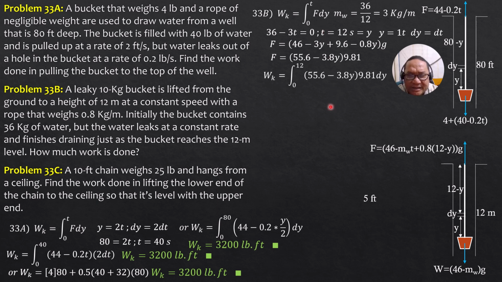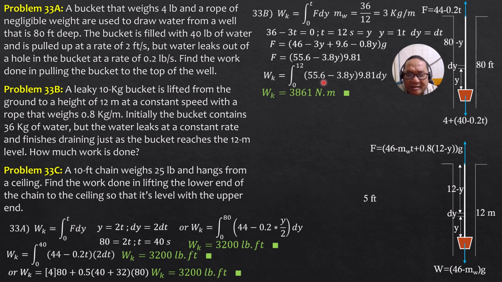So work equals integral 0 to 12, 55.6 minus 3.8 y, then times 9.81 dy. So integrating using the high-tech calculator, it is equal to 3861 newton-meters. You can also express y in terms of time if you want, then limits would be the same, 0 to 12 seconds also. We can also substitute.